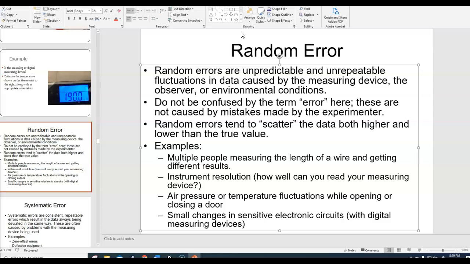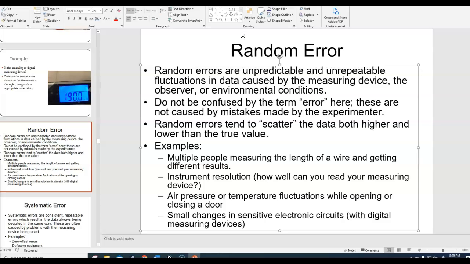Okay, so random errors are unpredictable and unrepeatable fluctuations in data caused by the measuring device, the observer, or environmental conditions. And the key characteristic of a random error is that random errors tend to scatter the data both higher and lower than the true value. Okay, so I can give a couple different examples.